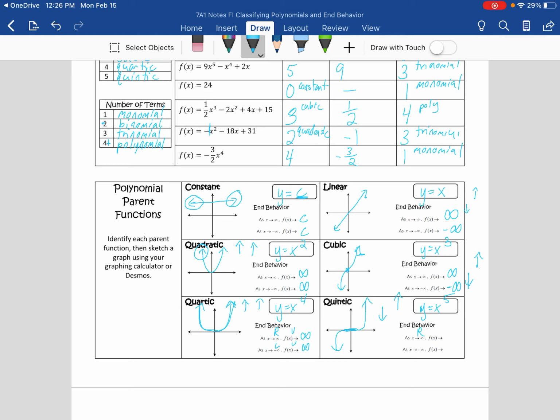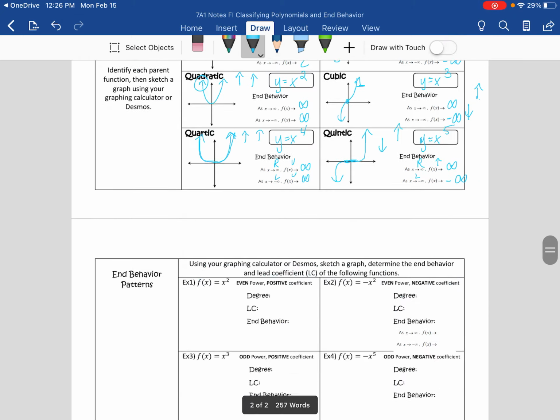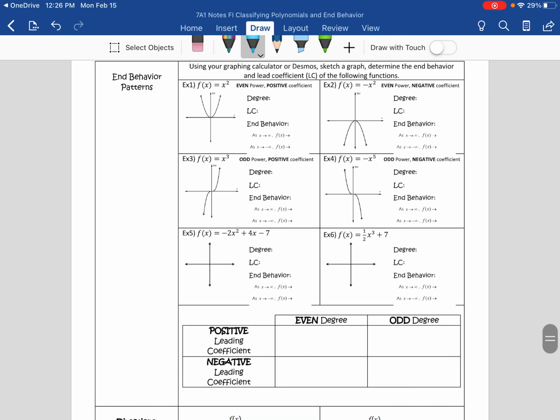So on the left-hand side, it's going down. On the right-hand side, it's going up. So as x goes to positive infinity, which is on the right-hand side, my graph is going up. So it's going to positive infinity. On the left-hand side, which is where it's negative infinity, my graph is going down. We're looking at the y value, so that's going to go to negative infinity. So all we're going to do next is just look at a little bit of a pattern with these.